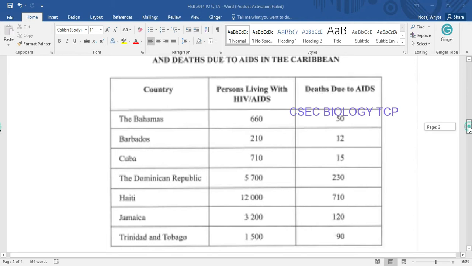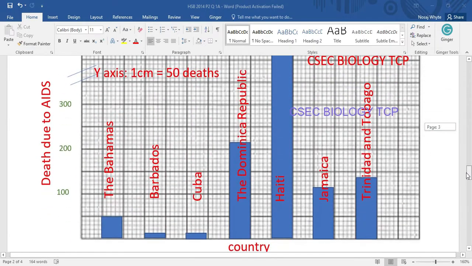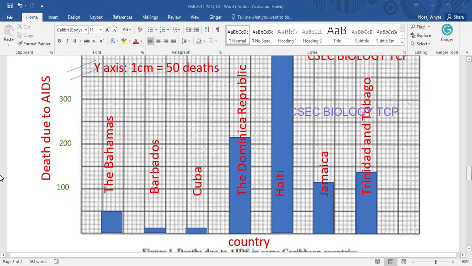So now that we have named the axes, this is for the y-axis and this is for the x-axis, then we need to represent the information on the graph. Now to represent the information on the graph, we must have a scale that is fitting for all the data set. So really there must be some consistency.